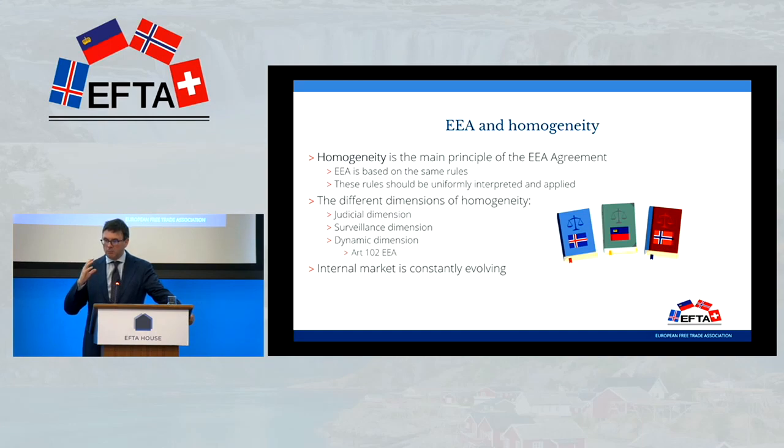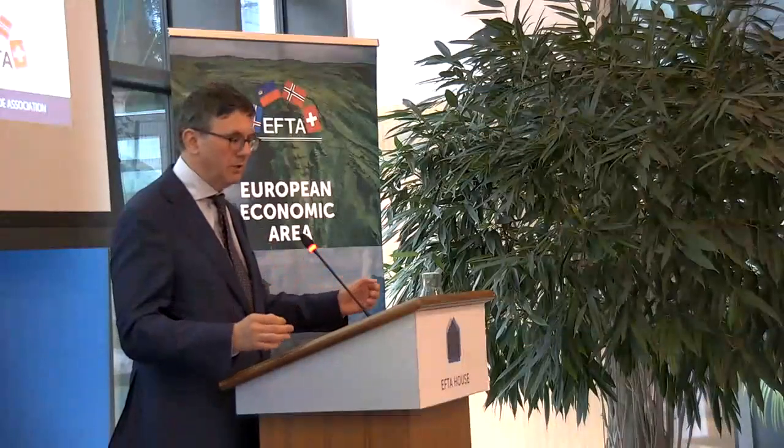And as has been mentioned already, the main principle of the EEA agreement is the principle of homogeneity. The whole idea is that we have across the EEA the same rules, and these rules are uniformly interpreted and applied. But homogeneity has many different dimensions. We will talk about the EFTA court and the judicial dimension, the ESA and the surveillance dimension. All of that serves the objective of homogeneity.